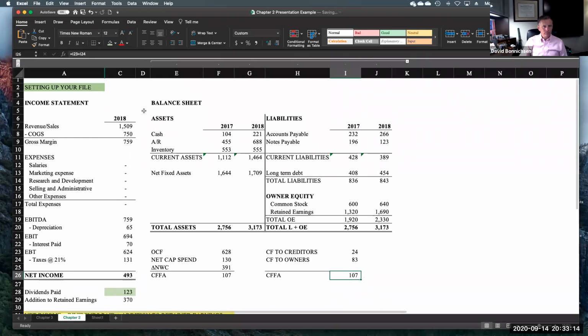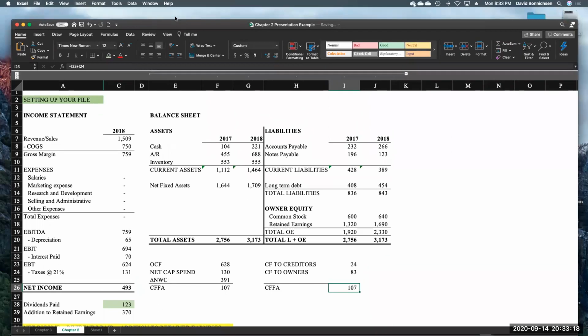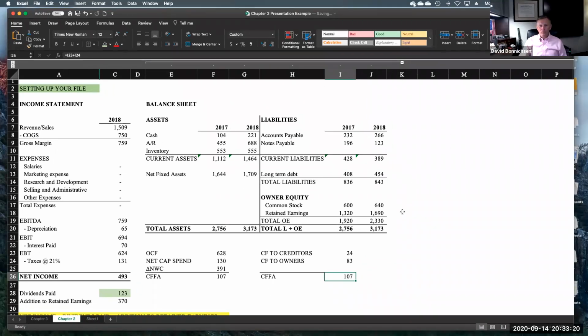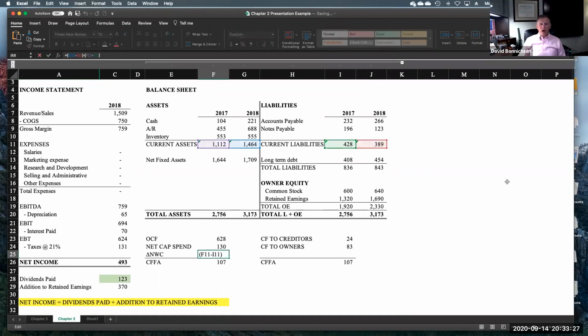Hey, Professor, quick question on the slides, I mean, the Excel sheet. The change in the net working capital. Can you show the formula for that again? No worries. So net working capital in any given year is current assets minus current liabilities. So the change in net working capital is the net working capital for 2018 minus the net working capital for 2017.